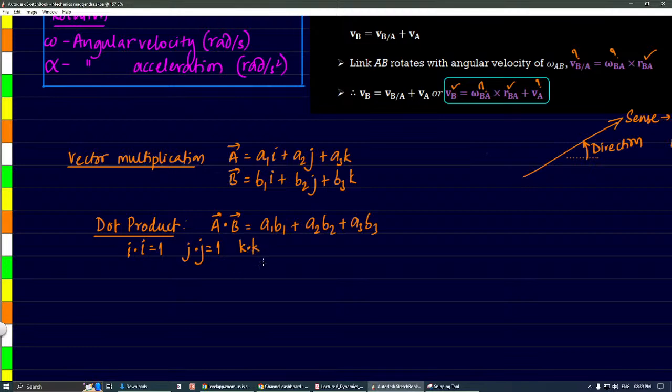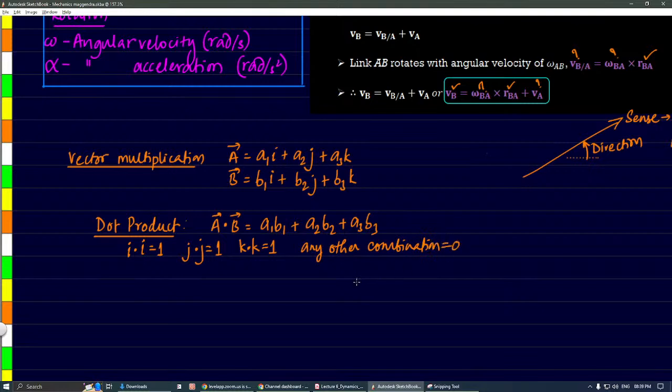Yes, it will be there in maths as well. Maths is actually the language of physics or mechanics. Mechanics is a part of physics, of course. So there will be repetitions. In mechanics, we are trying to apply the maths. In maths, we just learn to solve the problem. In mechanics, we learn to apply it to practical situations. i dot i is 1, j dot j is 1, k dot k is 1. Any other combination is 0.